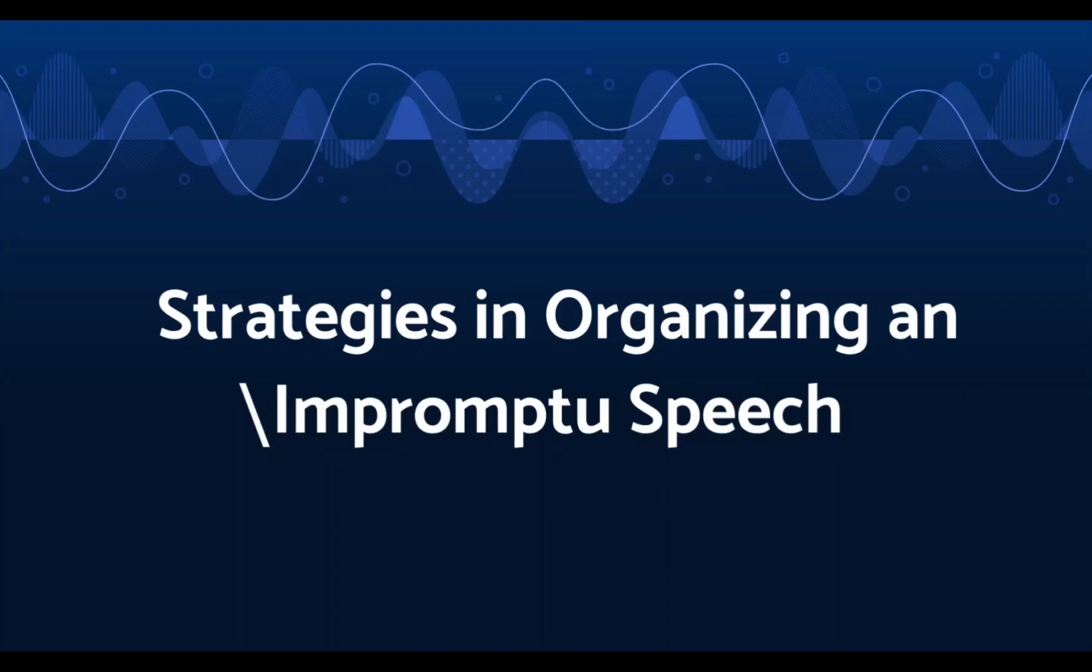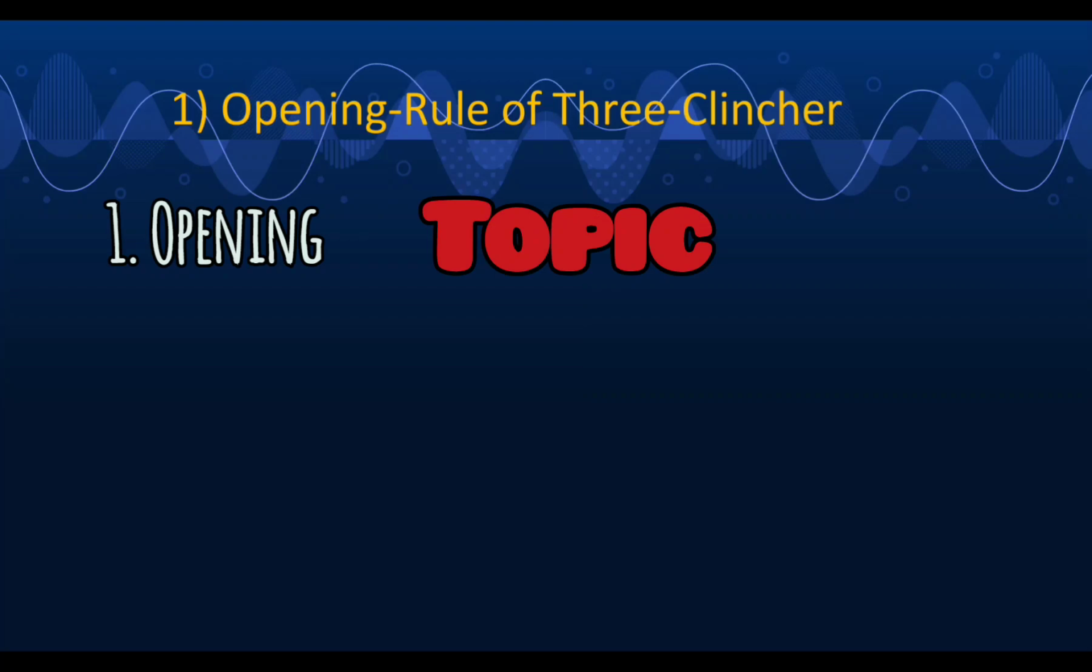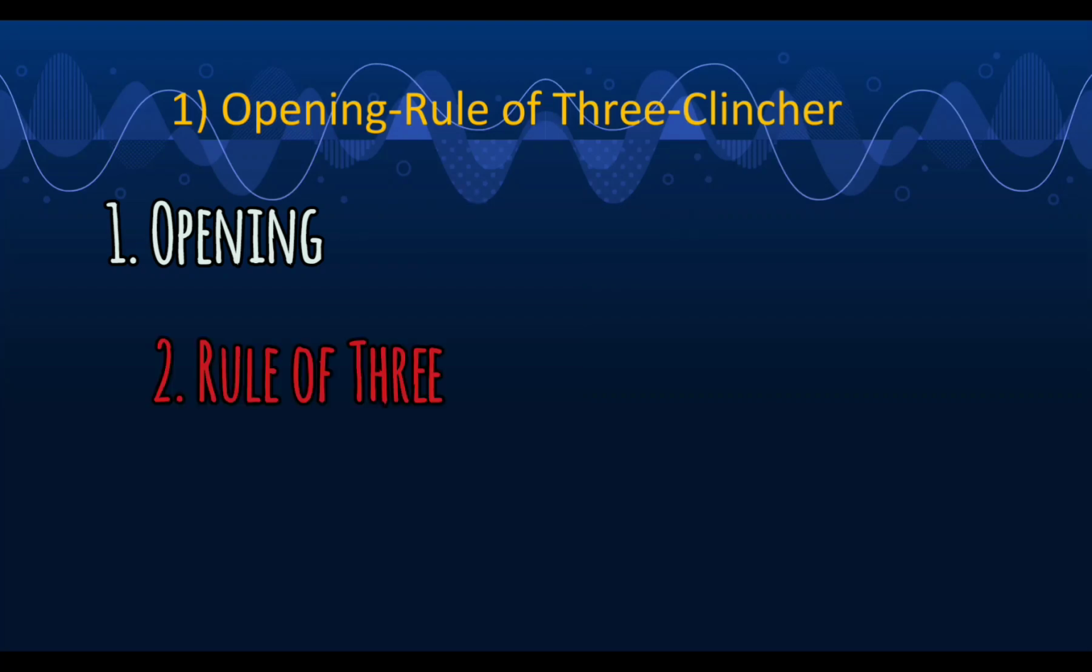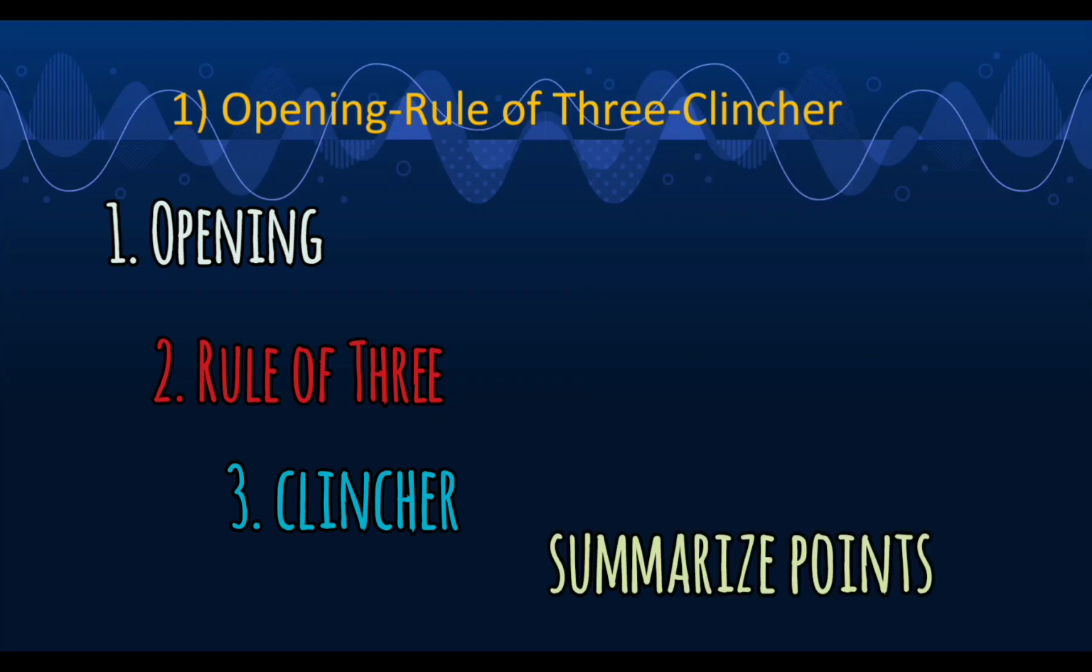1. Opening, rule of 3, clincher. This strategy entails having a compelling opening. In your opening, state your stand or the topic of your speech. Follow it up with the rule of 3, which means listing down 3 reasons that support your opening. At the end, your clincher should summarize your points and wrap up your speech well.